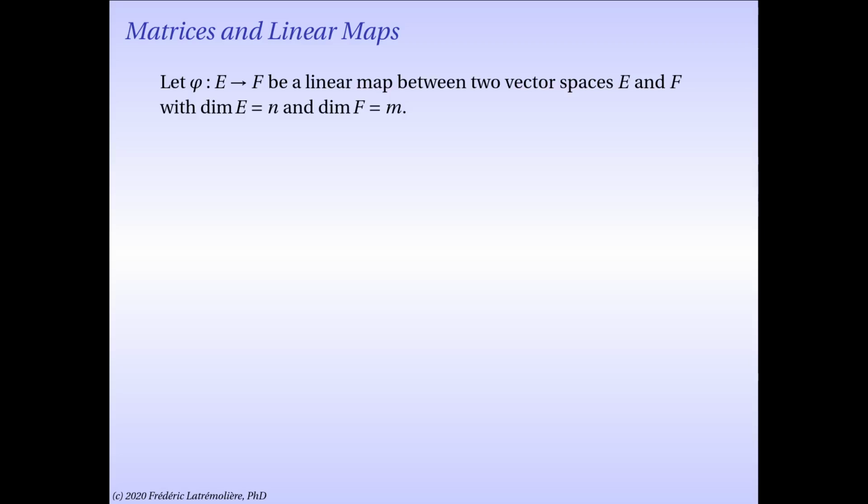However, there are many ways to identify E and F with k^n and k^m respectively. We thus must also specify ordered bases for these spaces to make our notion well defined. We thus choose an ordered basis bold E of E and an ordered basis bold F of F.